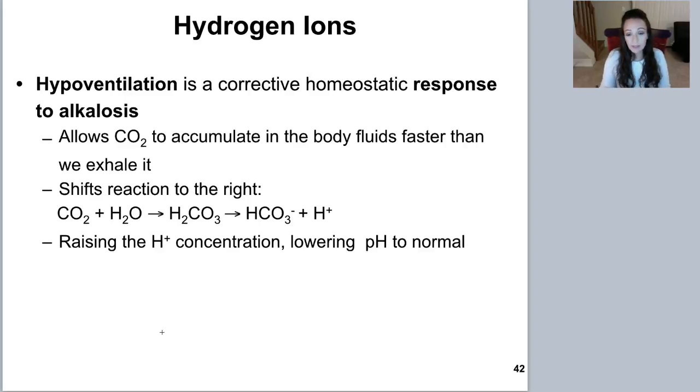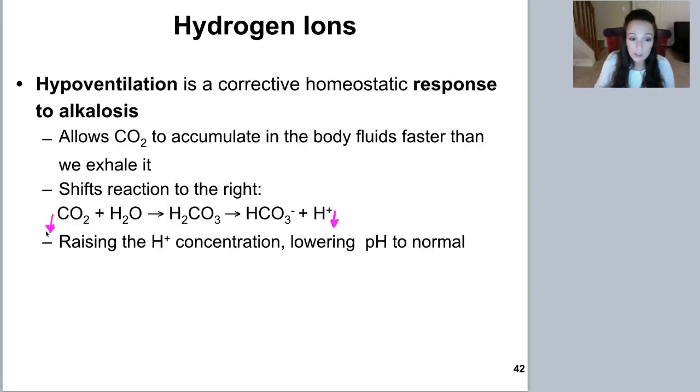Okay, so if we have alkalosis, this means we have a low level of hydrogen ions in our blood to begin with. So this is what we're starting with, a low hydrogen ion concentration. And we said if we have a low hydrogen ion concentration, we also have a low CO2, or a low partial pressure of CO2 in our blood as well, and a low level of carbon dioxide. So we need to correct this.